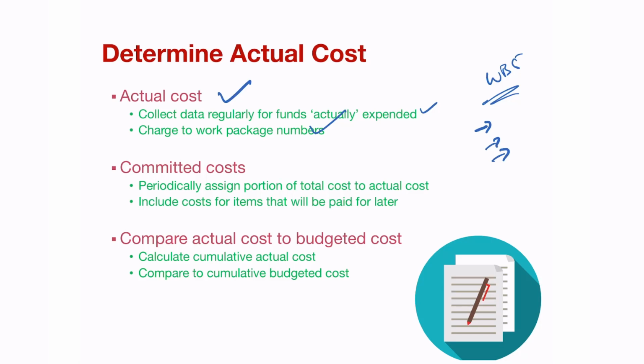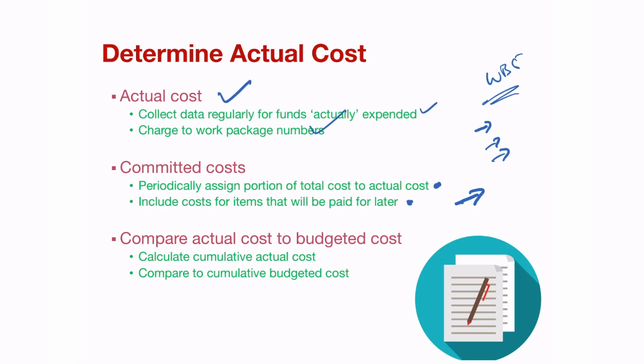You must also have a very clear understanding of what the committed cost is. Periodically assign a portion of the total cost to actual cost and include costs for items that will be paid for later. And those are your projections. Those are the committed costs that you know will come. You know that those costs will come in next week or the month later or further along in the project.